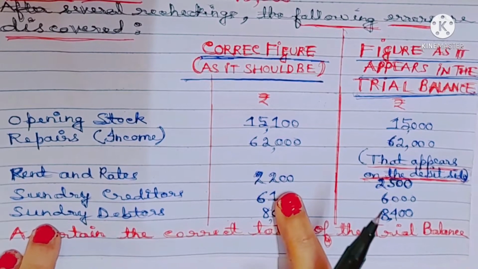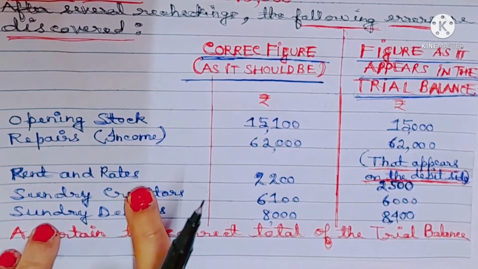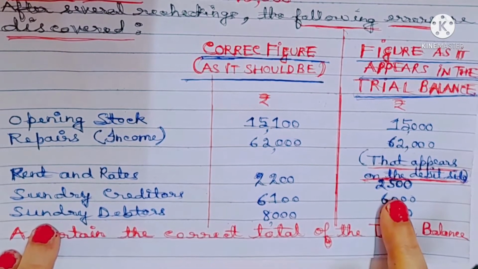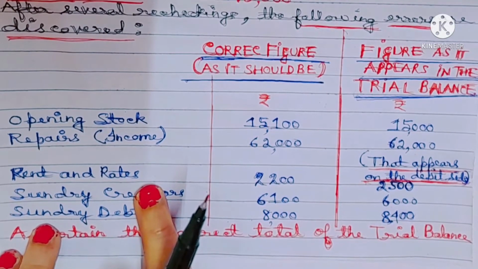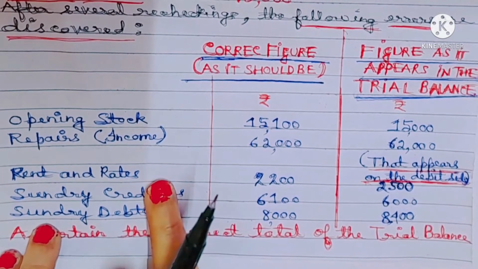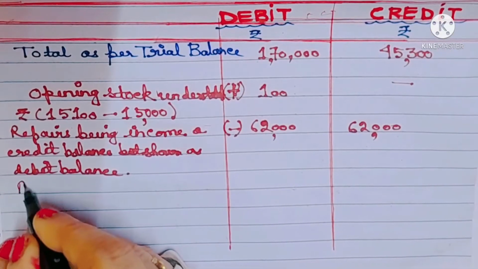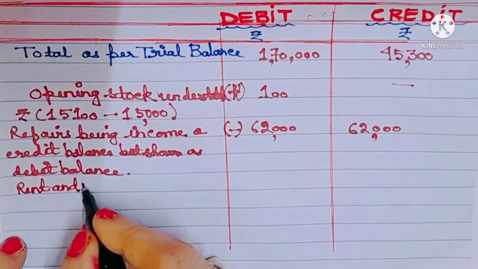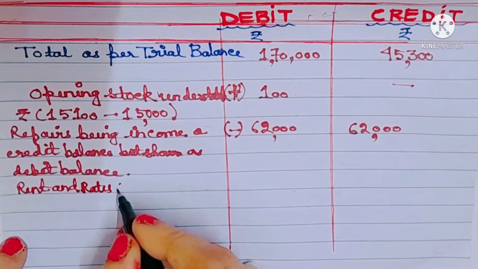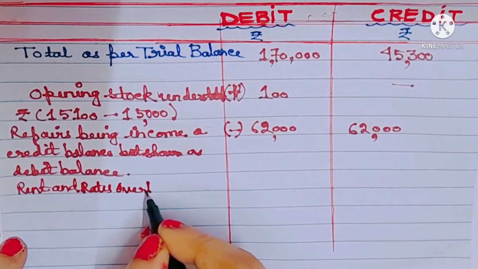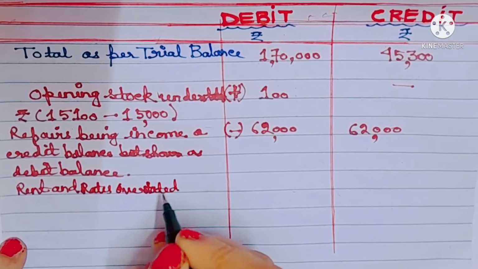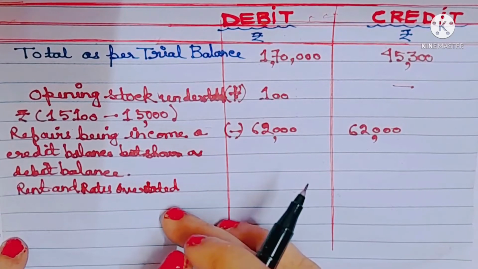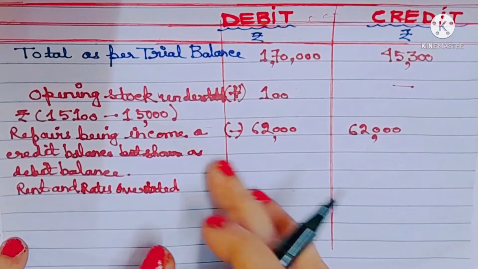2,500 minus 2,200, so what is our work? Rent and rates is a debit balance. So, with a debit balance, what do we have to do? Minus 300, because they have written 300 more. So rent and rates will appear in the debit column. Why? Because rent and rates has a debit balance. So let's write rent and rates overstated. They have written more, so overstated; if they write less, it is understated. We've got to use the term overstated when they write more, and if they write less then understated.